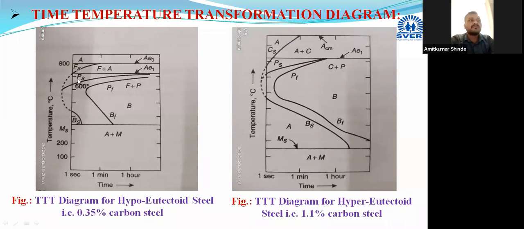If you compare the pearlite, there is almost no significant impact on the pearlite transformation or pearlite formation in the case of hypereutectoid steel and in eutectoid steels. Okay, martensite transformation will get affected.